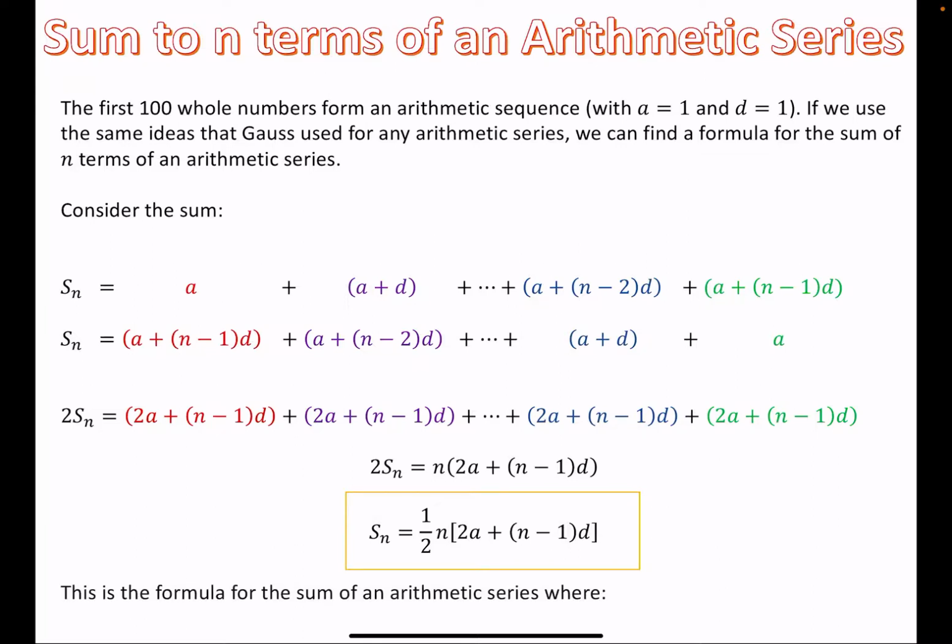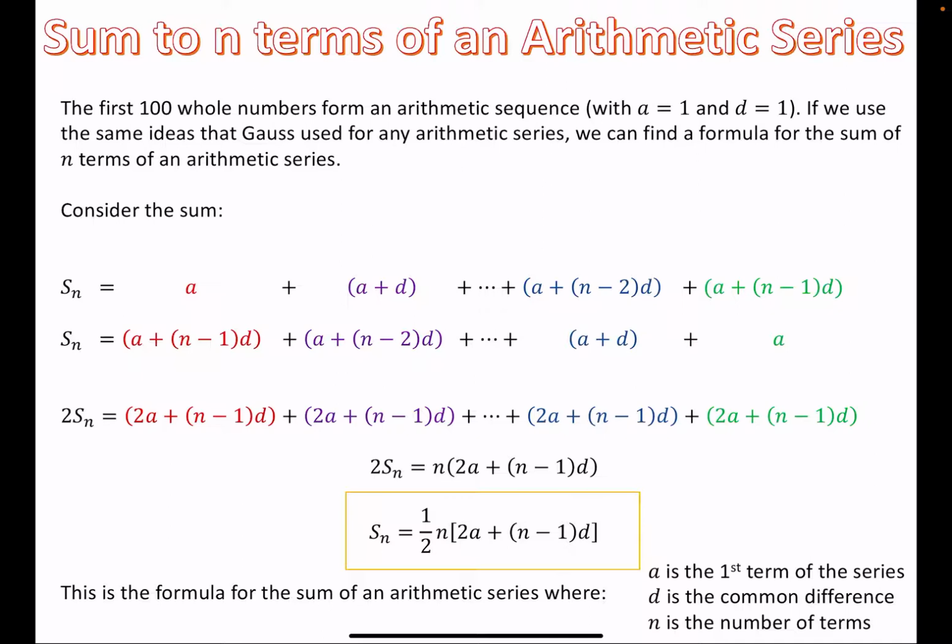So this is the formula for the sum of an arithmetic series, where we have the following terms. You've got 3 different values in here, or 4 technically. a is the first term of the series, d is the common difference, and n is the number of terms. So just as we were doing before with arithmetic sequences, we can now find the sum of an arithmetic series.